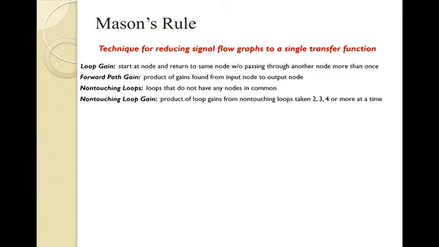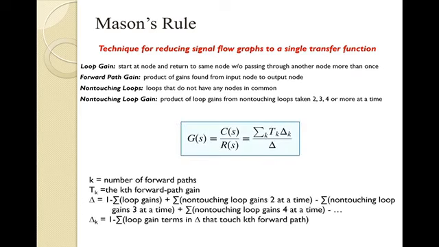And then the final definition here, the non-touching loop gain. These are going to be the product of loop gains from the non-touching loops taken either 2, 3, or 4 at a time. So for example, we might just have 2 non-touching loops. We may have 3 non-touching loops. We're going to take those individually, and these definitions, I believe, are going to be much clearer as we work an example coming up shortly.